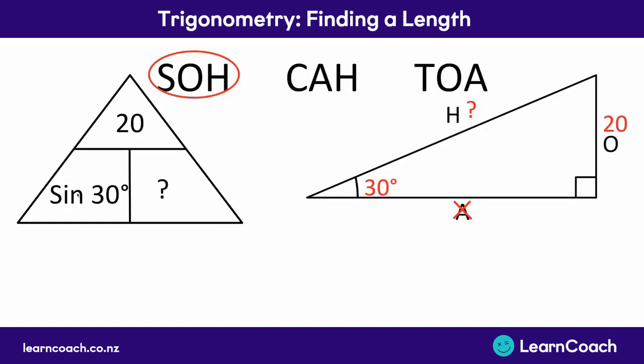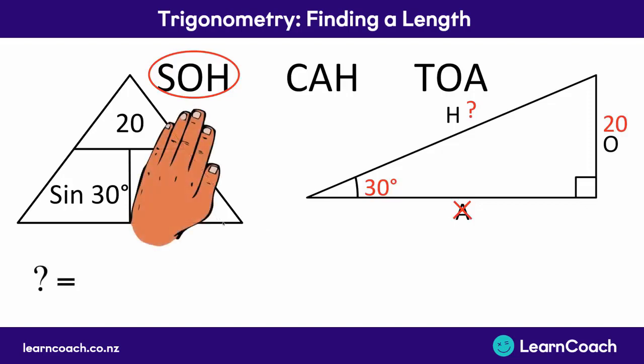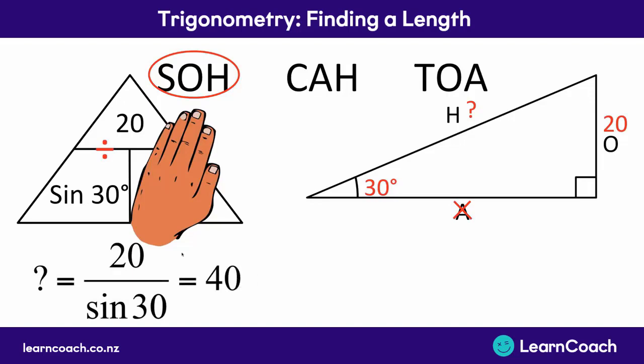Now that we've filled in the sections of our triangle, your job is to cover up the thing you want to find. We want to find the question mark, so we cover it up with our hand. And then you're going to write question mark equals, or H equals if you've left it as H. Then that leaves you with a formula. You're left with 20 divided by sine 30. So just put that in your calculator, 20 divided by sine 30, and that's going to give you your answer.